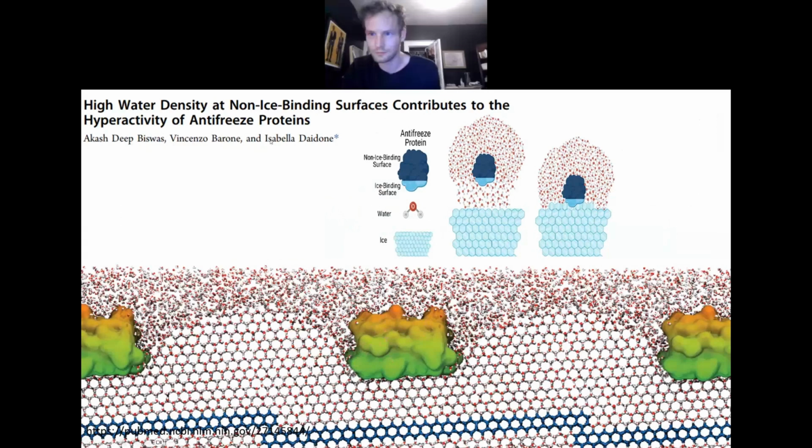And in this paper, high water density at non-ice binding surfaces contributes to the hyperactivity of antifreeze proteins. These authors show that antifreeze proteins have an ice binding surface, and this ice binding surface seems to structure the water to make it more low density, and that looks like ice, so that orients the ice binding surface to the ice crystal, whereas the disordered water behind it kind of provides this pressure to push it there.